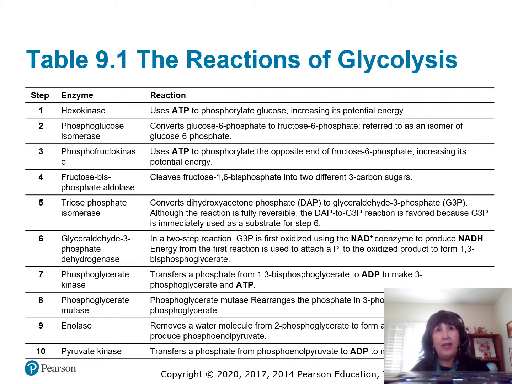You need to know that hexokinase, phosphoglucose isomerase, and phosphofructokinase are one of the first enzymes in this 10-step process. Because remember, we need to know how to regulate glycolysis. So remember, feedback inhibition, the products at the end affect the enzymes at the beginning. So these are the beginning enzymes.